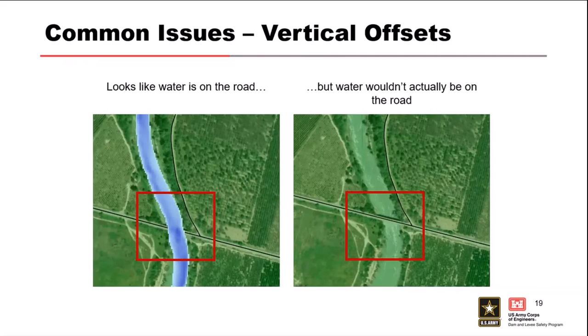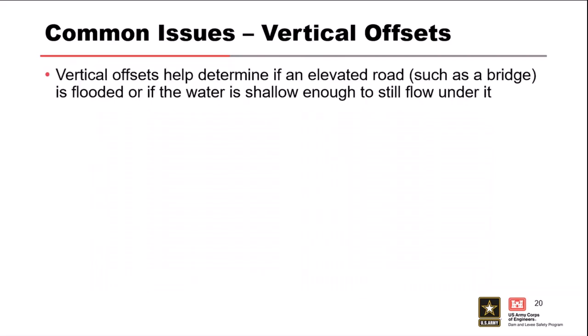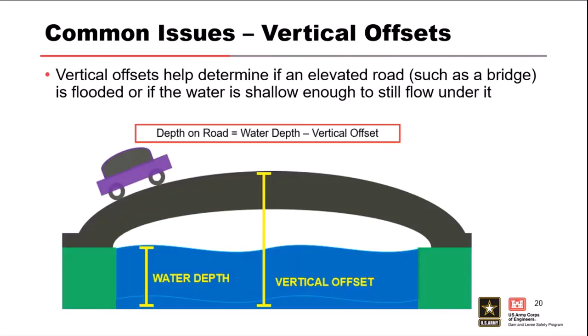So how do we handle that? We handle that with something called vertical offsets. Basically you're offsetting the height of that road to counteract the water depth. So here's how it works. If you have a bridge, you could set that vertical offset. It's just a value, maybe it's 30 feet, whatever it is. And then it's going to calculate, okay, based on the vertical offset and the water depth, what's the depth on that road? So if the water depth exceeds the vertical offset by 1 foot, then you have 1 foot of water on that road.